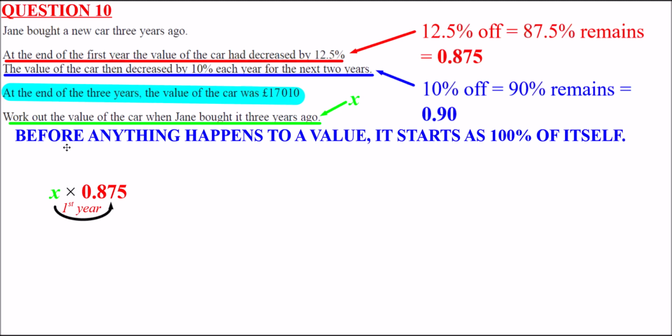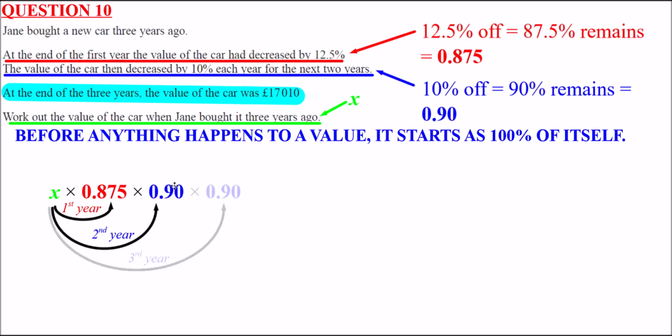Then for the second value, this value here from the first year decreases by 10%. So we multiply that by the decimal multiplier of 0.90 for the second year. But it decreases by 10% for the next 2 years, not just one. So we need to multiply by 0.90 again for the third year. And after those 3 years, we're told that its value is £17,010, like so.